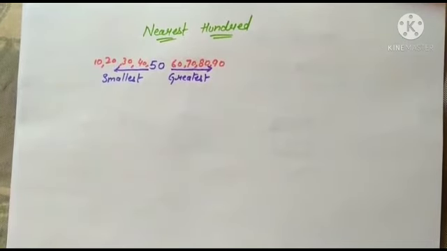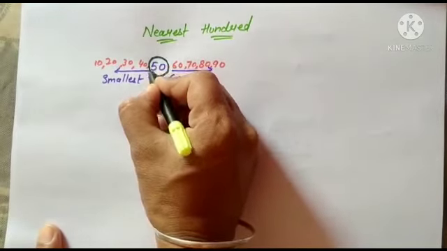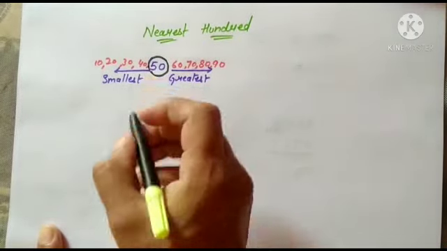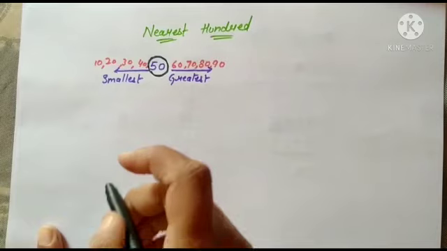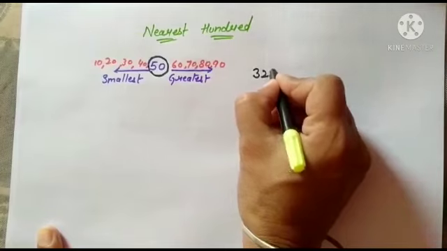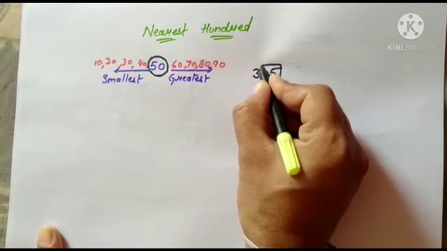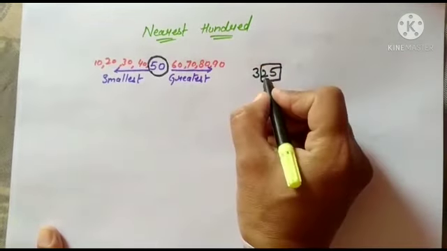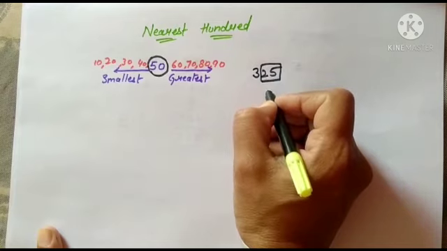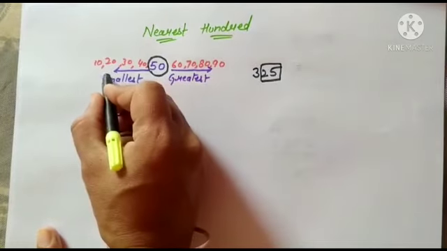Let me see the rules of nearest 100. What are the rules? Like nearest tens, here we have to see 2 digits. In nearest tens we are seeing 1 digit. Here we have to see 2 digits. The 2 digits should be above 50. Like example 325. We have to see the last 2 digits. If it is greater than 50, then we have to add 1. Here it is less than 50. 25 is less than 50, a smaller number.